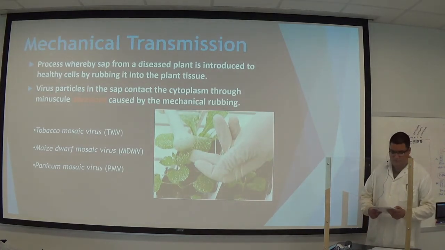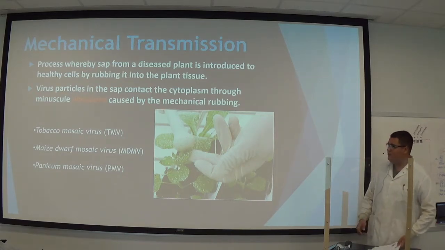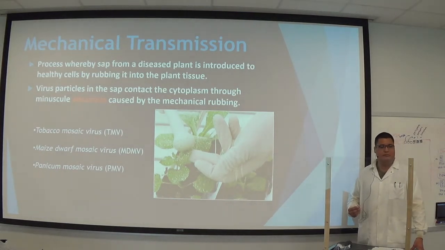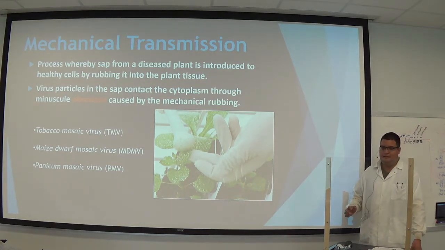So let's talk a little bit more about this mechanical transmission. As I mentioned, it's just somehow someone or something is able to pick up the sap from an infected plate, and this sap is where the virus lives, or rather where it's located. And then the infected sap is introduced into another plant, but not just on the leaf surface, it has to somehow penetrate the cells.